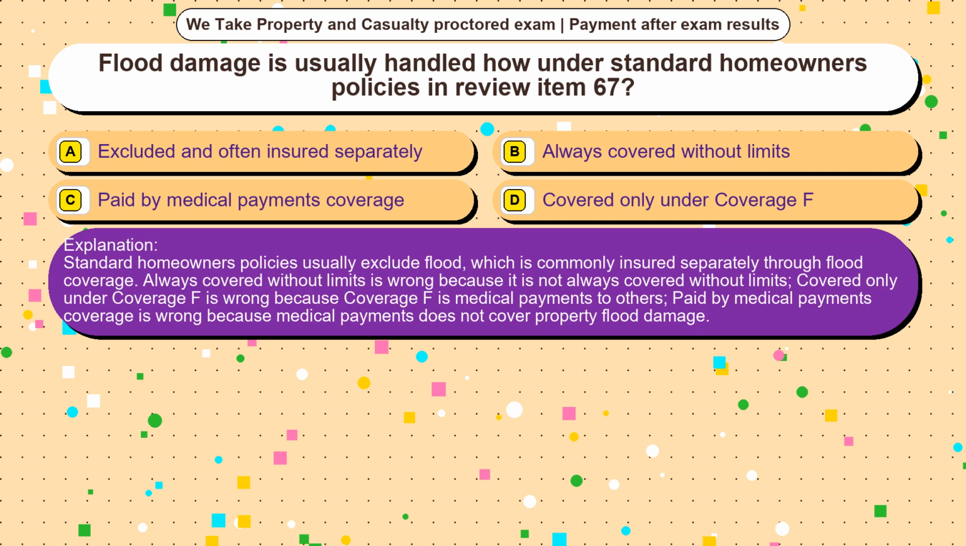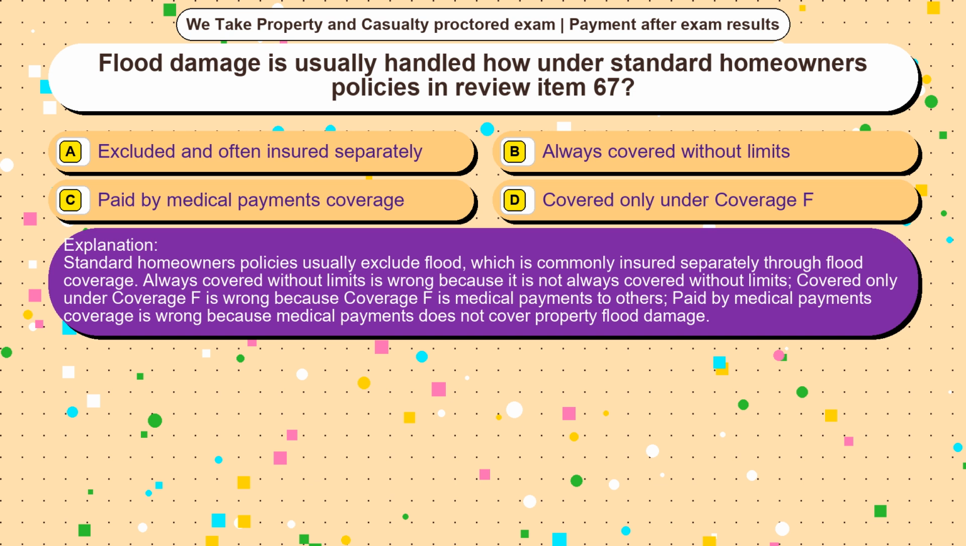Standard homeowners policies usually exclude flood, which is commonly insured separately through flood coverage. Always covered without limits is wrong because it is not always covered without limits. Covered only under coverage F is wrong because coverage F is medical payments to others.